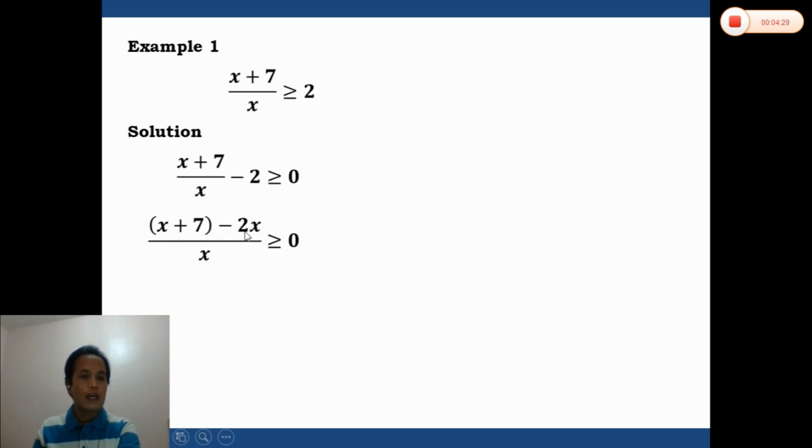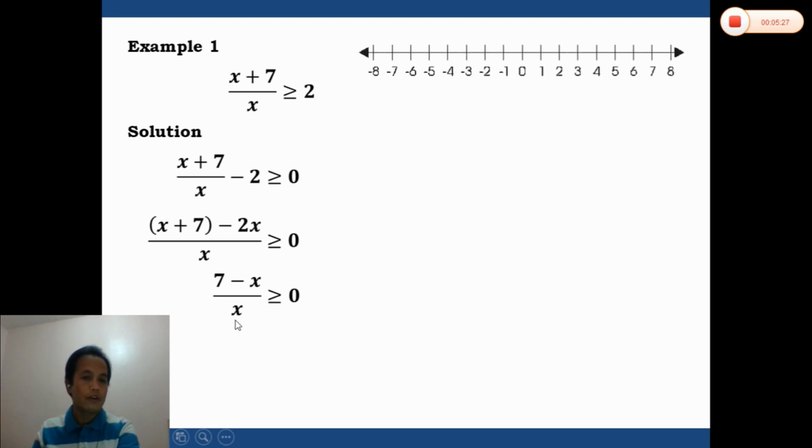Afterwards, we need to combine like terms in the numerator. So that is 7, which is constant, and x minus 2x, which is equal to negative x. So x minus 2x is equal to 7 minus x. So we have here the denominator x, greater than or equal to 0. This time, we need to find the value that will make the numerator 0. And of course, we need to find the value that will make the denominator 0. The value that will make the numerator 0 here is, of course, 7, because 7 minus 7 is 0. And the value that will make the denominator 0 is, of course, 0.